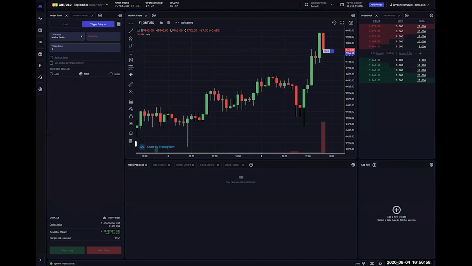If you want to use last, as Kevin mentioned, if you wanted to enter when there was a wick, then that would be useful on a trigger entry. For index, I guess it's if you think that maybe it's going to move more on the spot side, or you want to wait until the underlying asset actually moves rather than the futures contract, then that might be when you could potentially use the index price for the entry.